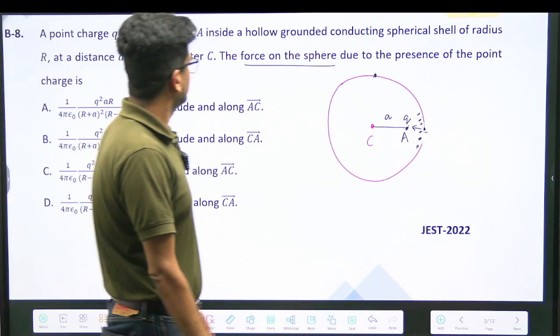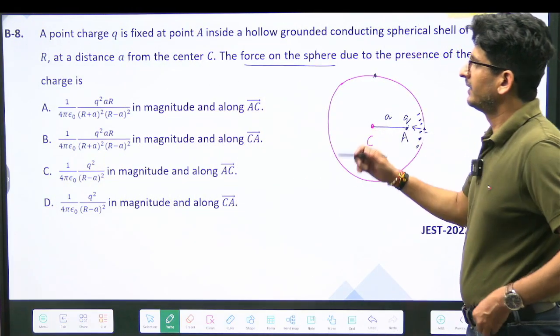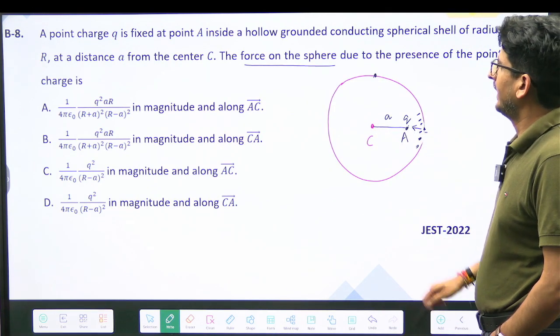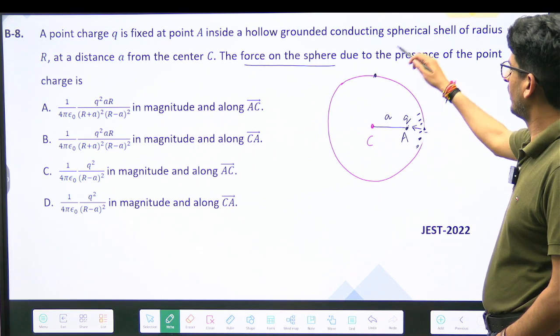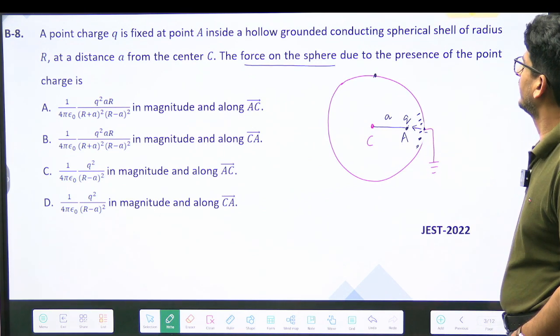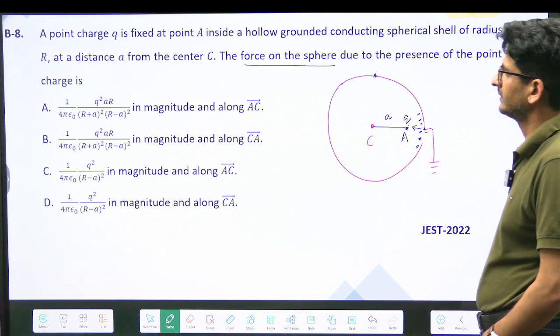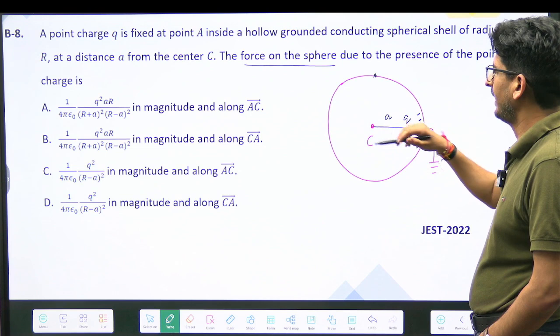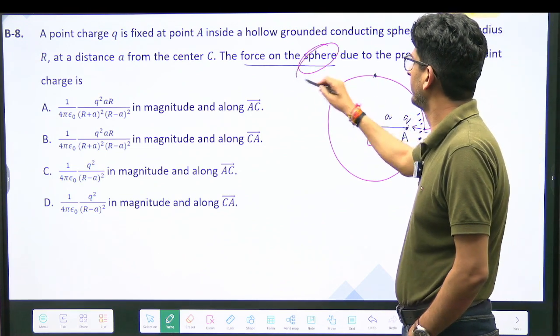Okay, so in this question, point charge Q is fixed at a point A, and this is a hollow grounded, so you can ground it. It is a grounded conducting spherical shell of radius r, and at a distance A, Q charge is kept, and they have asked force on sphere.